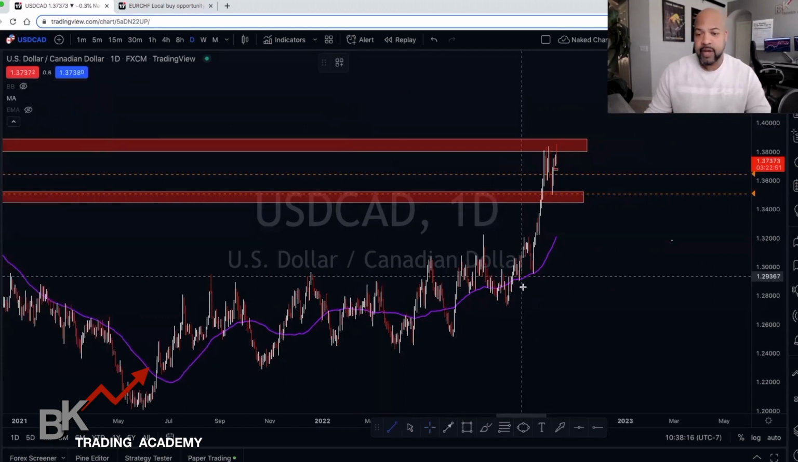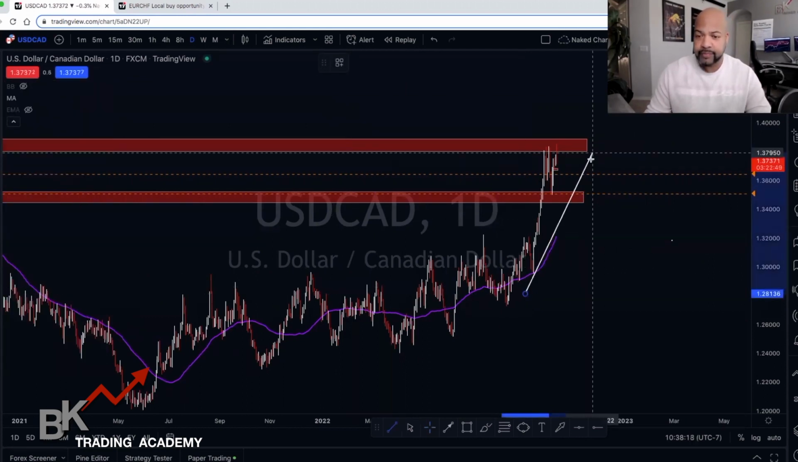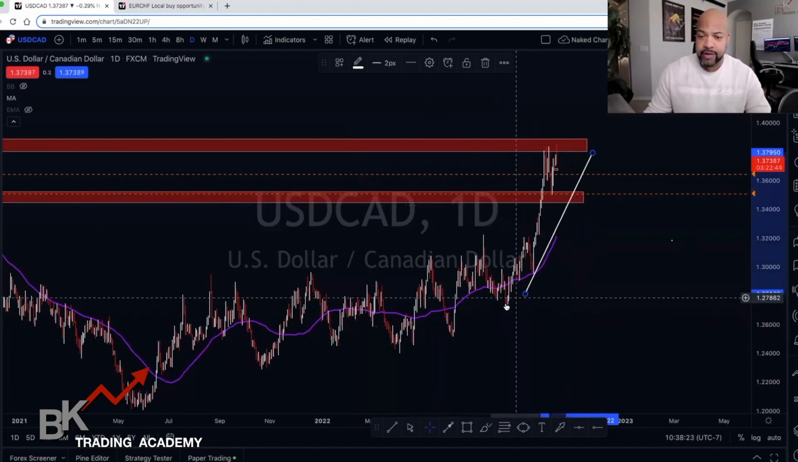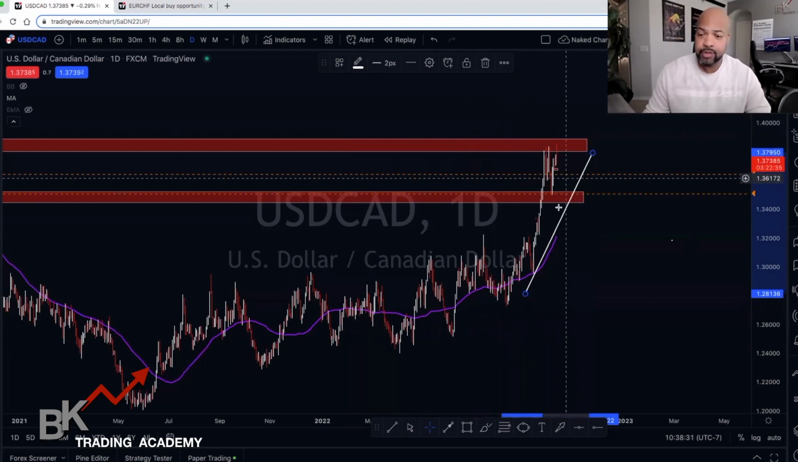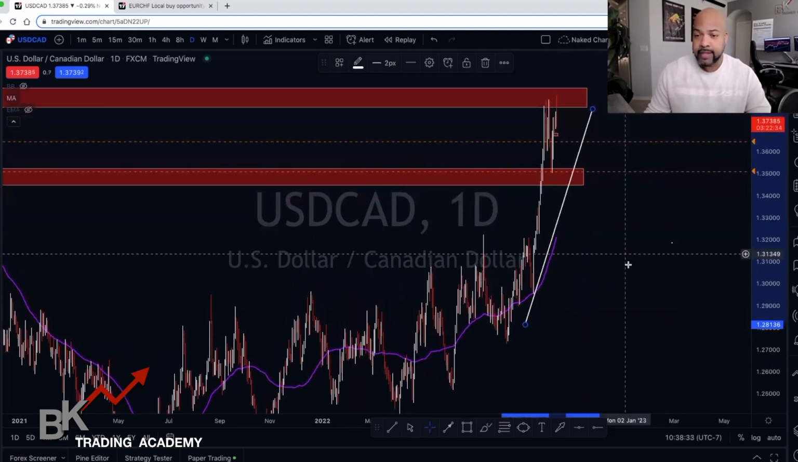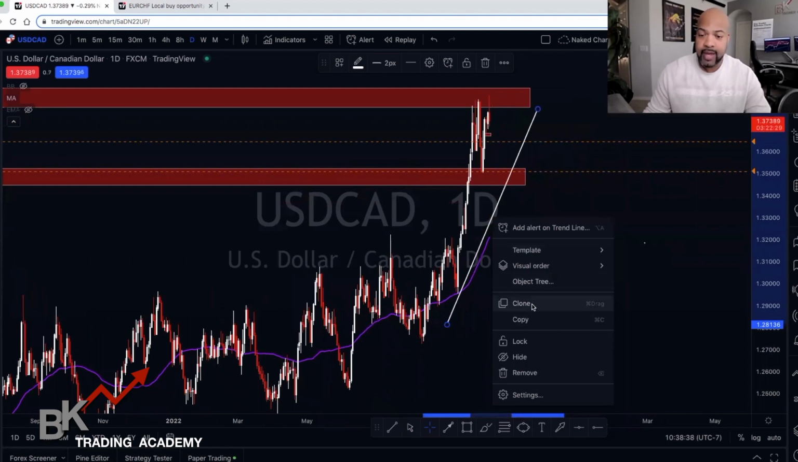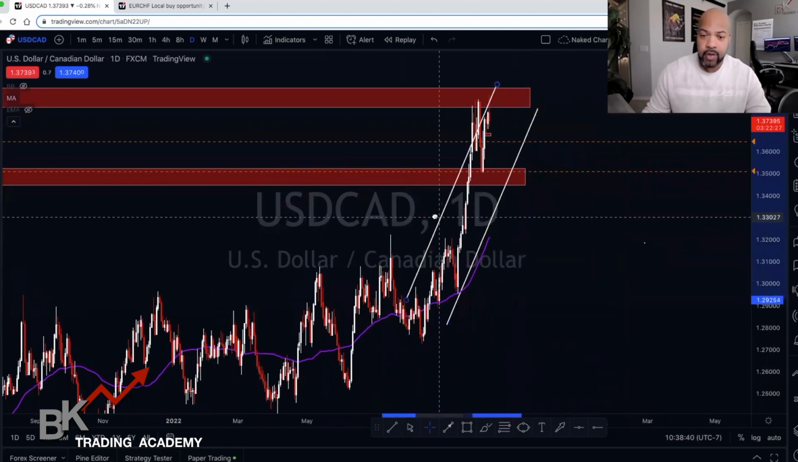So typically I like to mark up my chart with a trend line here. Right now, I can grab it a little bit further, but I like to start from where price had made that correction right here. And then I can easily identify I'm in an uptrend, right? Another thing I like to do is copy or clone my trend line, and I like to put it on the other side.